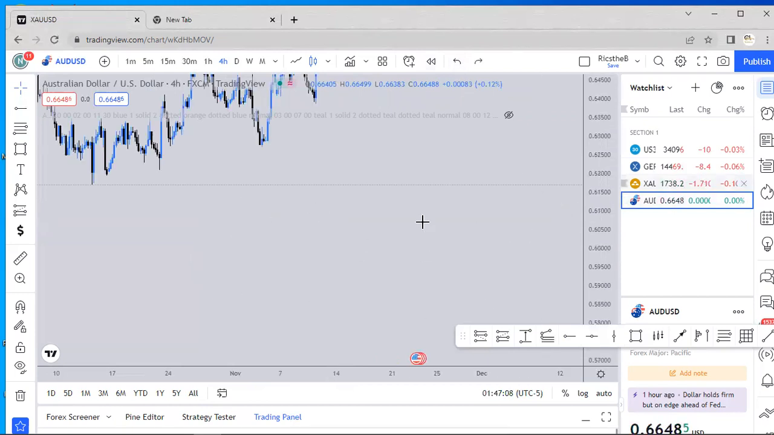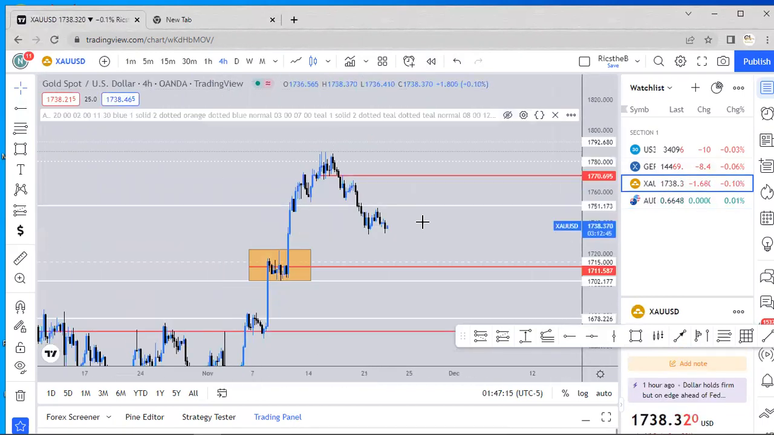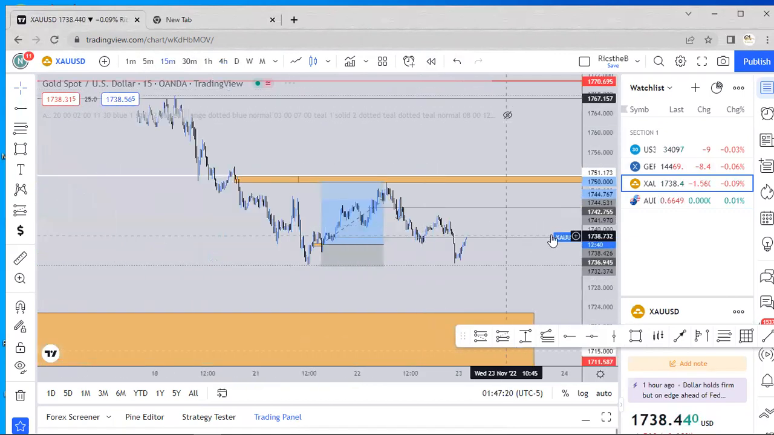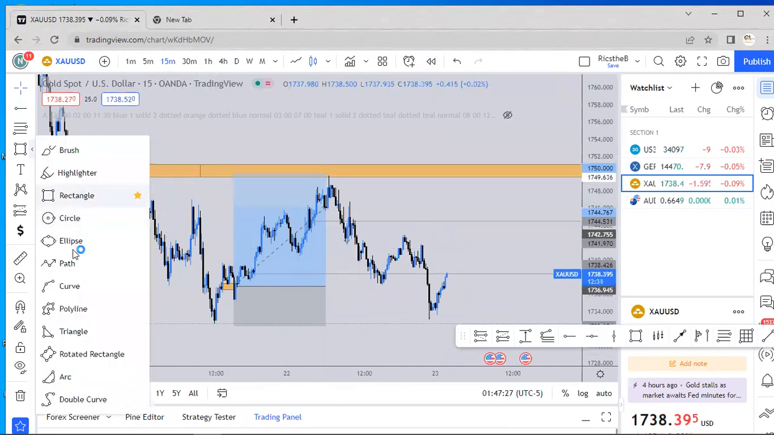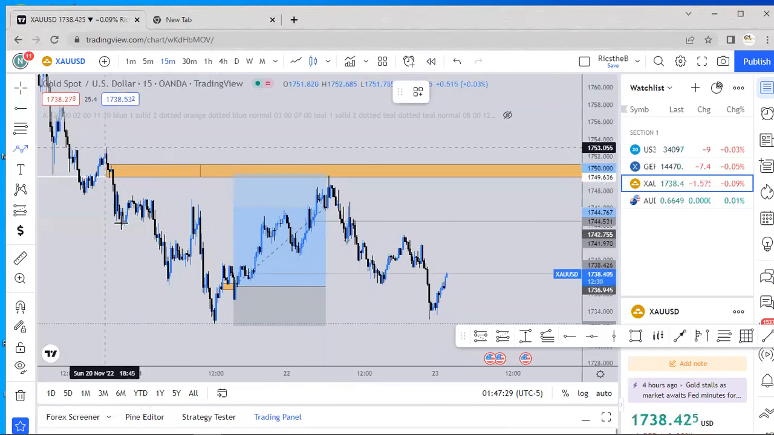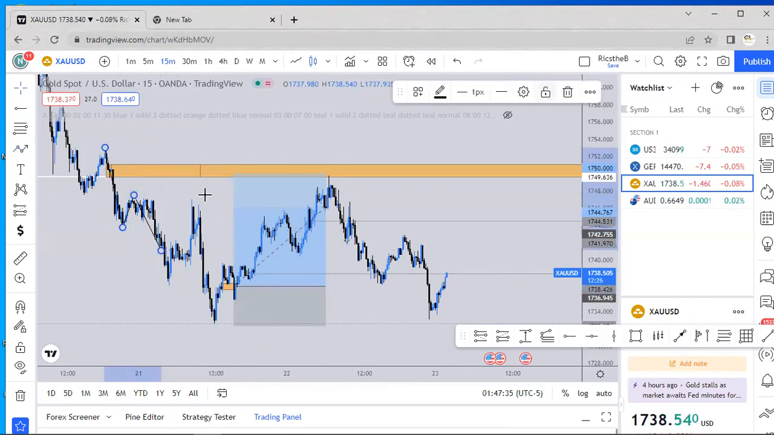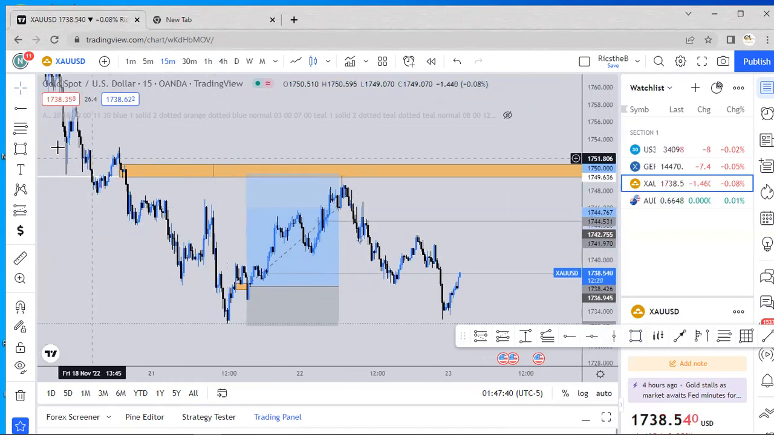Let me just show you on gold. Let me use this to draw the actual picture. It's easier. I'll just draw this picture for you. Maybe this will help you understand even better. You can see we had a push, then I'll just mark this level here.